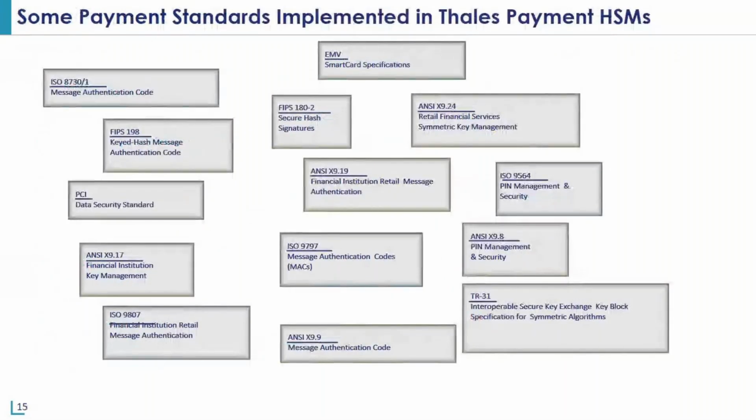This slide is just for your information about some standards which are implemented. For message authentication code, we have ISO 8730/1, smart card specifications for EMV, secure hash signature using FIPS 180-2, and much more. For your key exchange, we support TR31. For PIN management and security, we support the ANSI X9.8 format. So this might be useful for your payment applications.